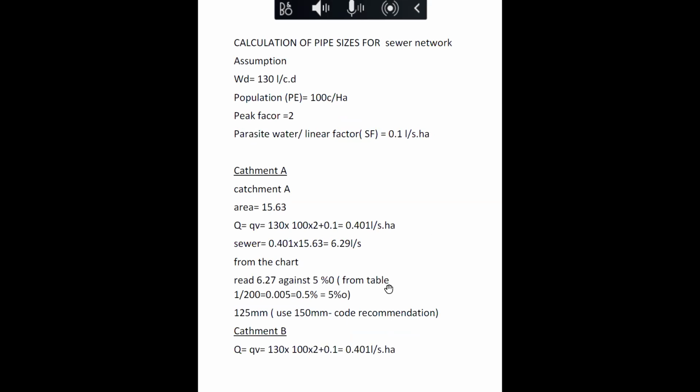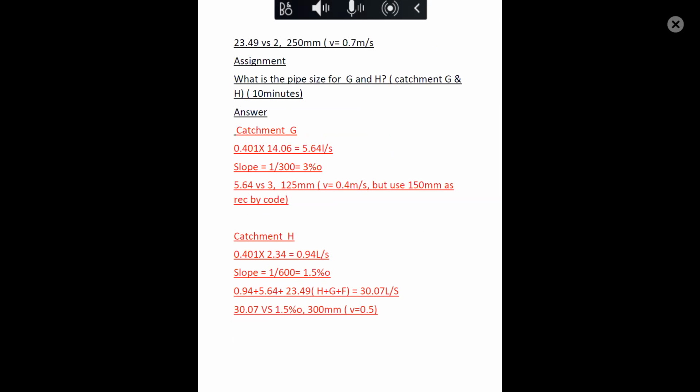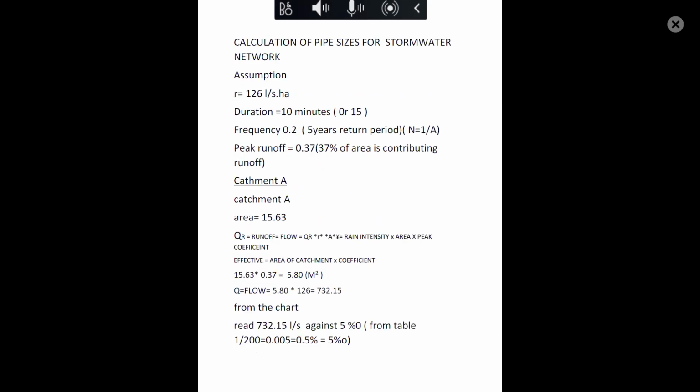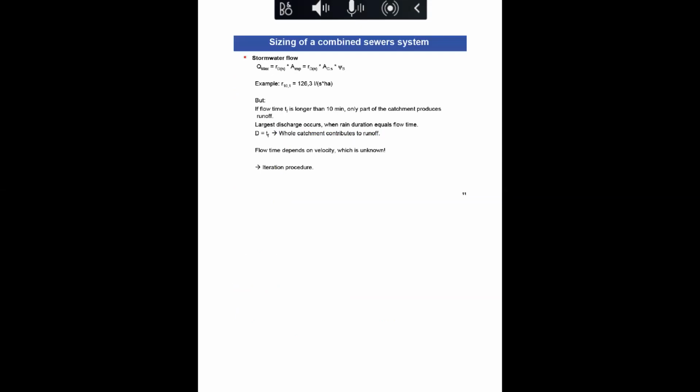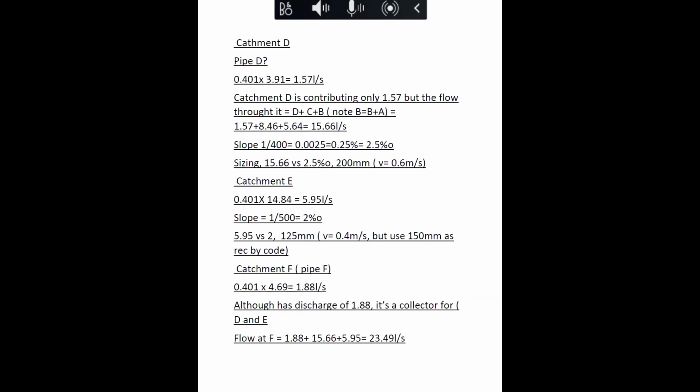So, for catchment, sorry, I'm trying to get my hands on this. Hold on. Okay. So I think I didn't do, or I just did one or two. So here you will now continue with the remaining ones.